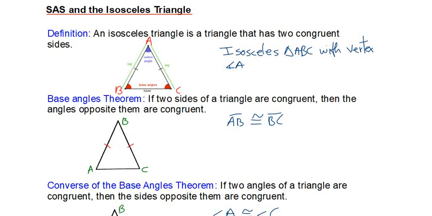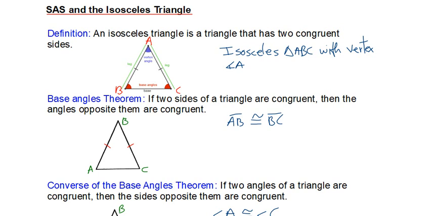Hi everyone. In this lesson we're going to continue proving congruent triangles using the side angle side criteria, but today we're also going to include the properties of the isosceles triangle in the proofs. So we start by reviewing the isosceles triangle.